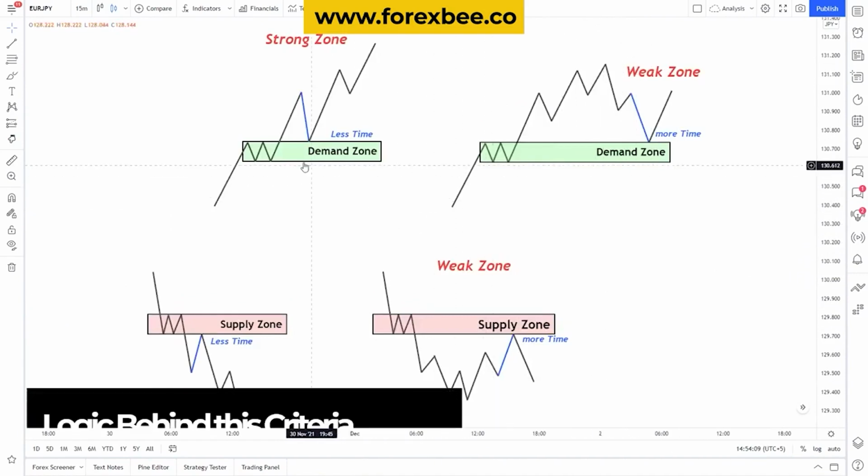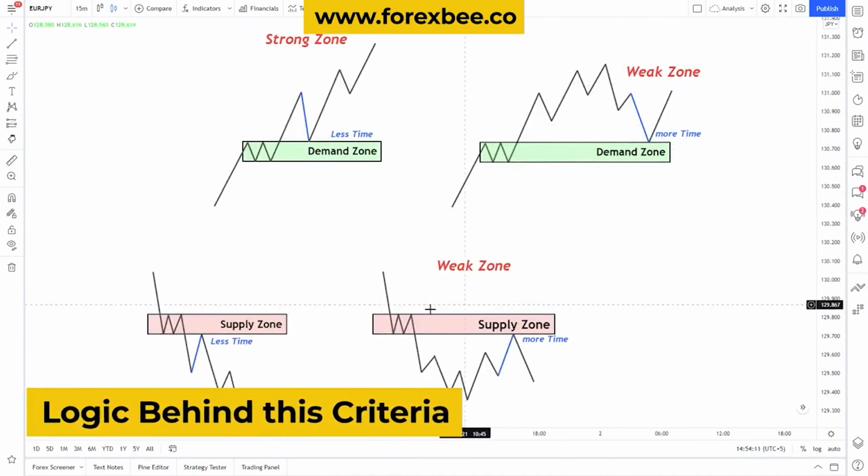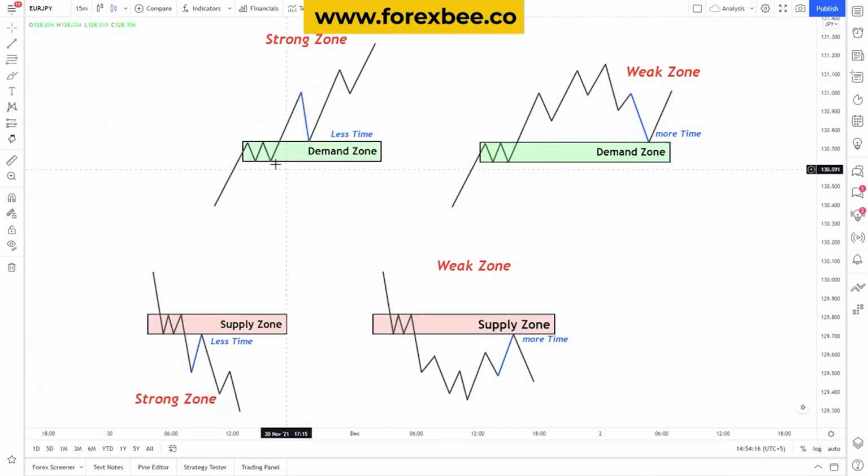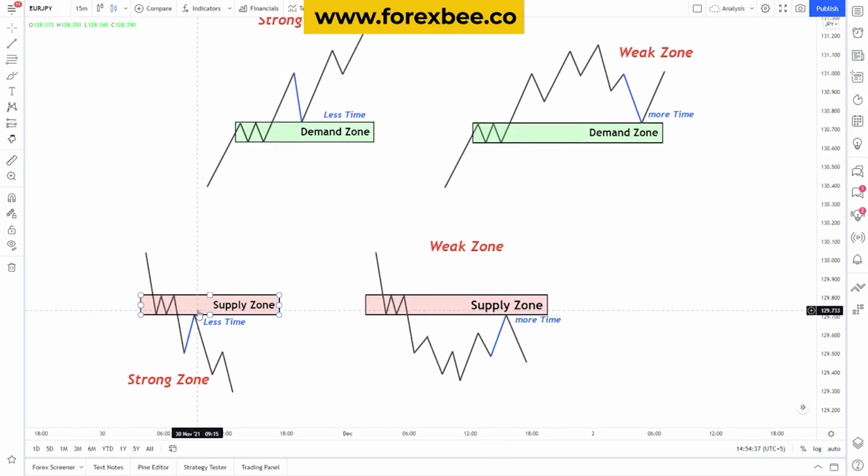And now let me explain the logic behind strong and weak zones. Okay, so the logic is that if the price is coming back to that zone right after its formation, that means that the zone is strong because the orders are getting fulfilled right after its formation. The institutional orders are getting fulfilled. So in a demand zone, price goes back and picks the pending orders. Okay, and in a strong supply zone, the price goes up after its formation and then picks the pending orders by institutions and then continues in the direction of the trend.